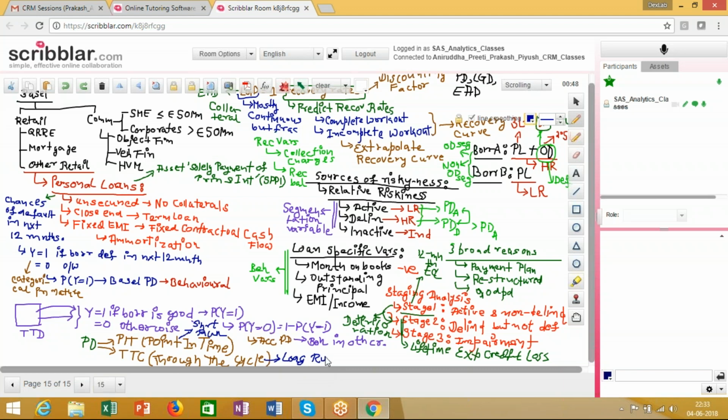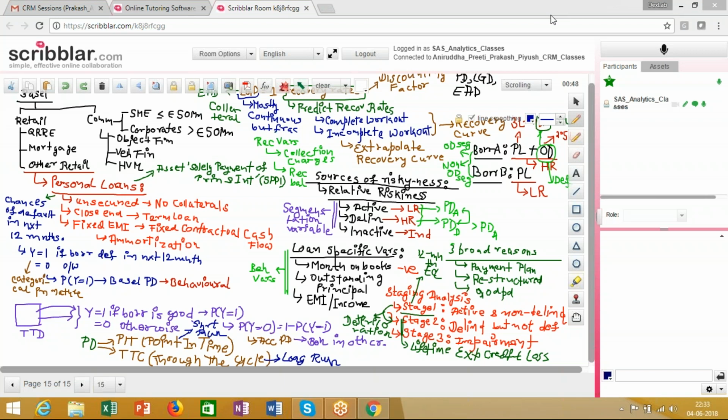So this is a long run kind of a period. Because when you look into the word "through the cycle," you can actually make out that yes, it's a PD estimate which is being constructed with data across a business cycle, right? So that is why it is called a long run period.